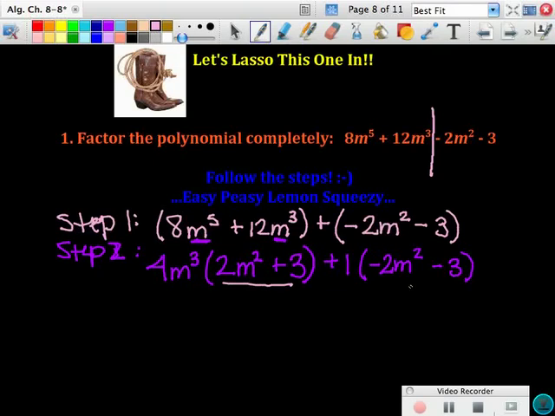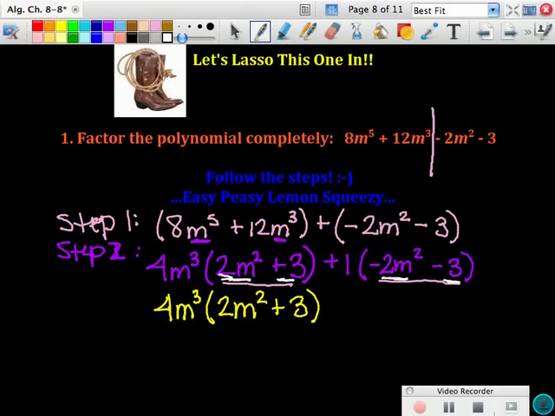Okay, so 4m cubed, and then 2m squared plus 3. Now here's what you'll notice. Our term right here is a positive 2m squared. This is negative. This is a positive 3. This is negative. So if you took a negative 1 out instead of a positive 1, it would change the signs of everything in the parentheses, and they would become positive. Well, how about that? Now they're identical, right? 2m squared plus 3 and 2m squared plus 3.